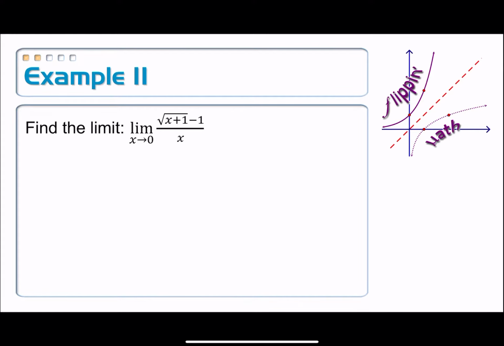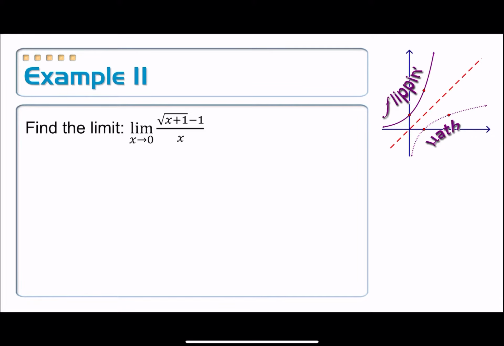Example 11, yet another limit. We have the limit as x approaches 0 of the square root of x plus 1 minus 1, all over x. Once again, a function that we're trying to evaluate a limit for, and you might be thinking, where would that one even come up? There is a specific reason. It's just that I must keep it a secret until the next chapter.